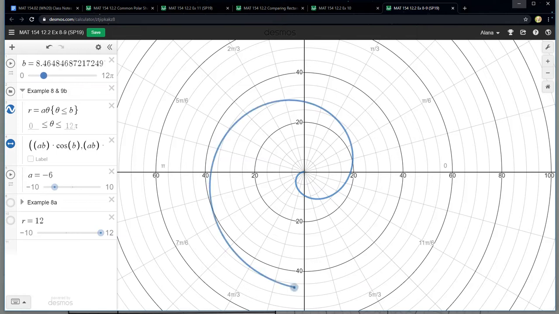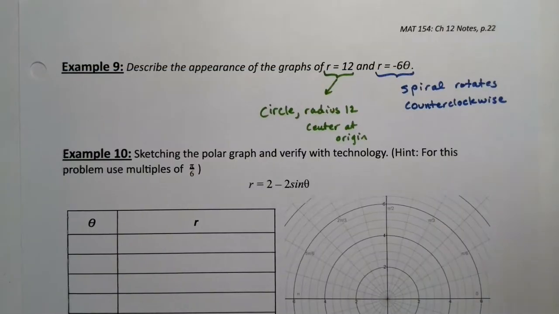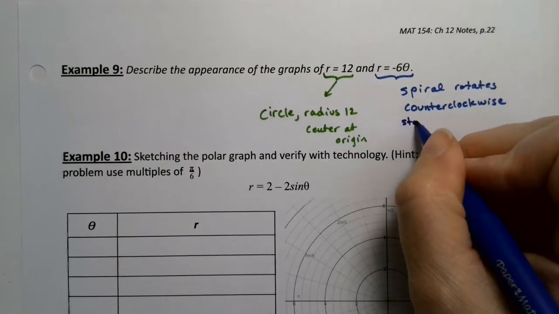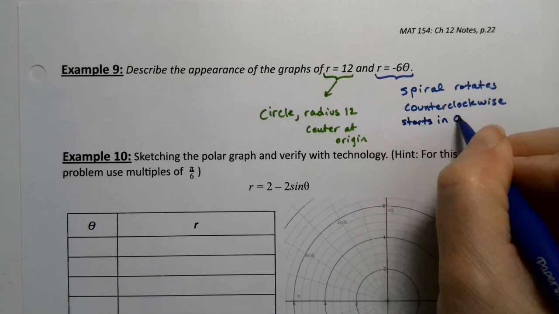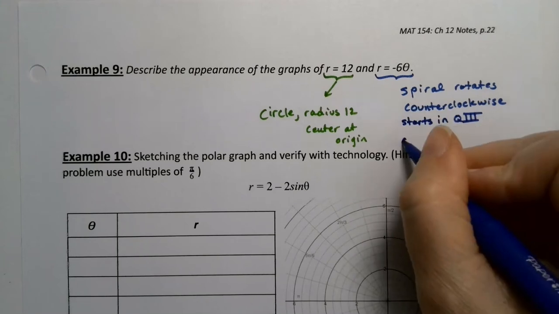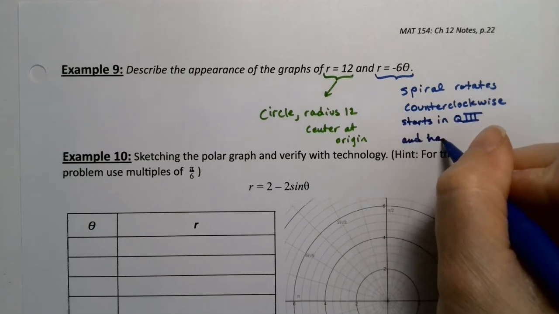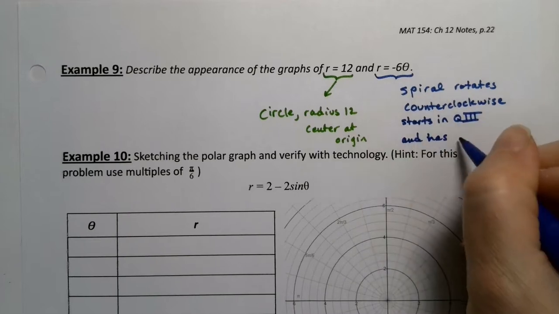So it's still rotating counterclockwise, but it's actually a lot more spread out as a spiral because it's being multiplied by 6. And it goes into quadrant 3 first instead of quadrant 1. It's starting down here in quadrant 3 and then kind of zooming around. So it's a spiral that has a lot of radial stretch. So counterclockwise, starts in quadrant 3, and has a lot of stretch because you're multiplying by 6.